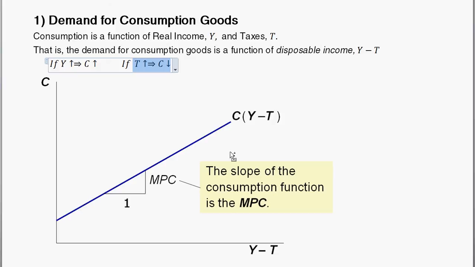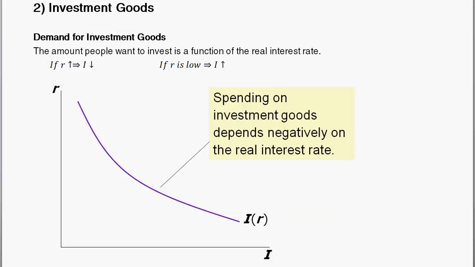Number two, let's talk about investment goods. So investment goods have a supply and a demand. For the demand of investment goods, these are the firms that would borrow investment goods to make purchases of capital. So in order for firms to pay for capital, they have to borrow some money. They borrow the money from the supply side, which I'll get to in a second. And how much do they want to borrow? Well, that's going to be a function of that real interest rate R.